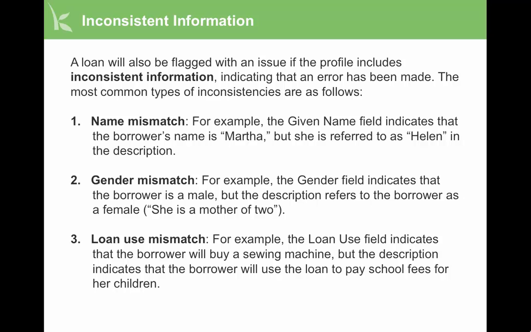Second, gender mismatch. For example, the gender field indicates that the borrower is a male, but the description refers to the borrower as a female. She is a mother of two. Third, loan use mismatch. For example, the loan use field indicates that the borrower will buy a sewing machine, but the description indicates that the borrower will use the loan to pay school fees for her children.